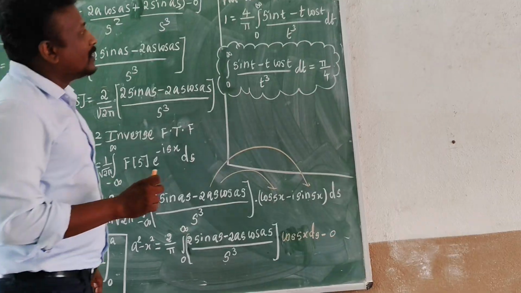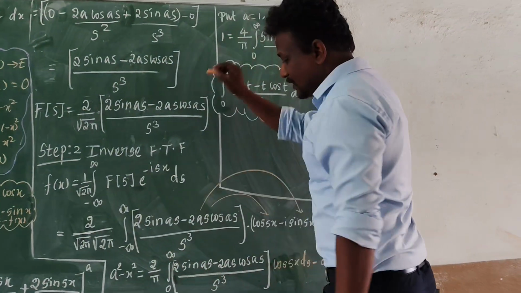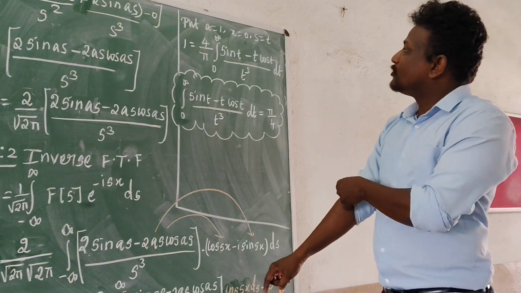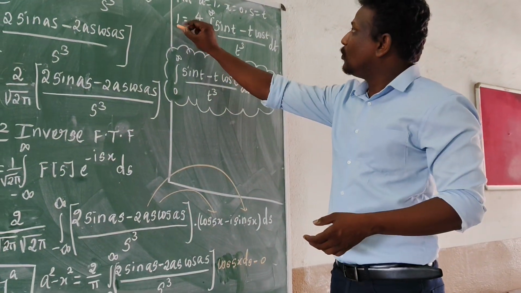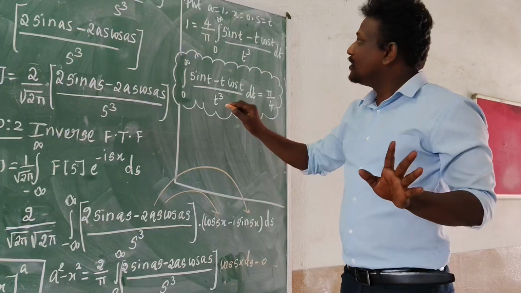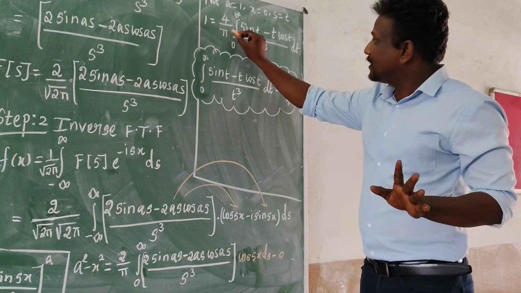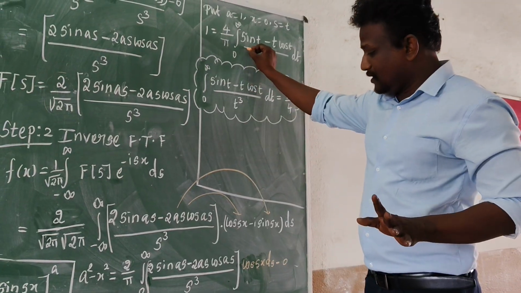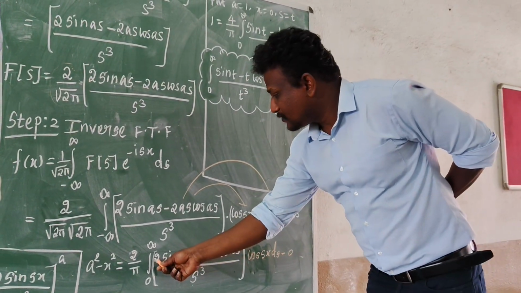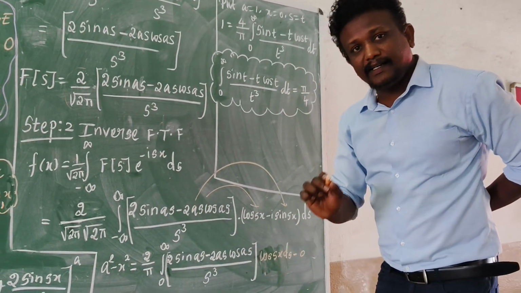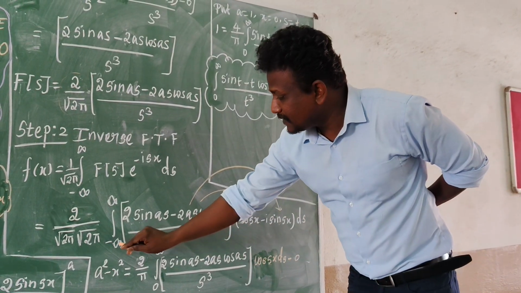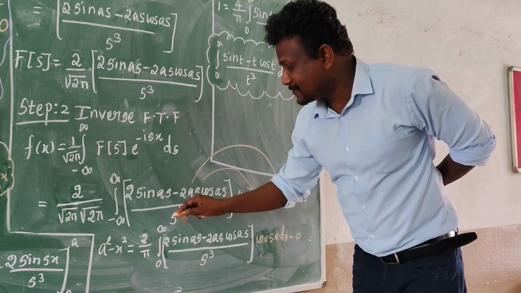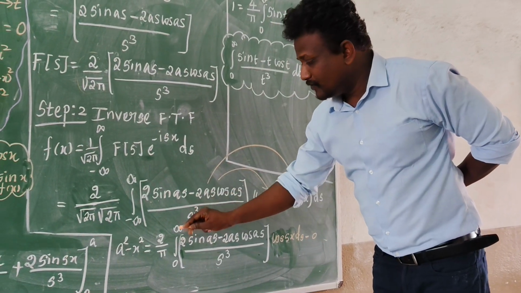Now let's see how it works. On the left side we have a square minus x square. What is the value of a? It is 1. 1 square is 1. 1 minus 0 is 1. That's all. Let's come to the right side. One second. One more thing that I forgot to say: here I adjusted my limit to 0 to infinity because this is an even function.